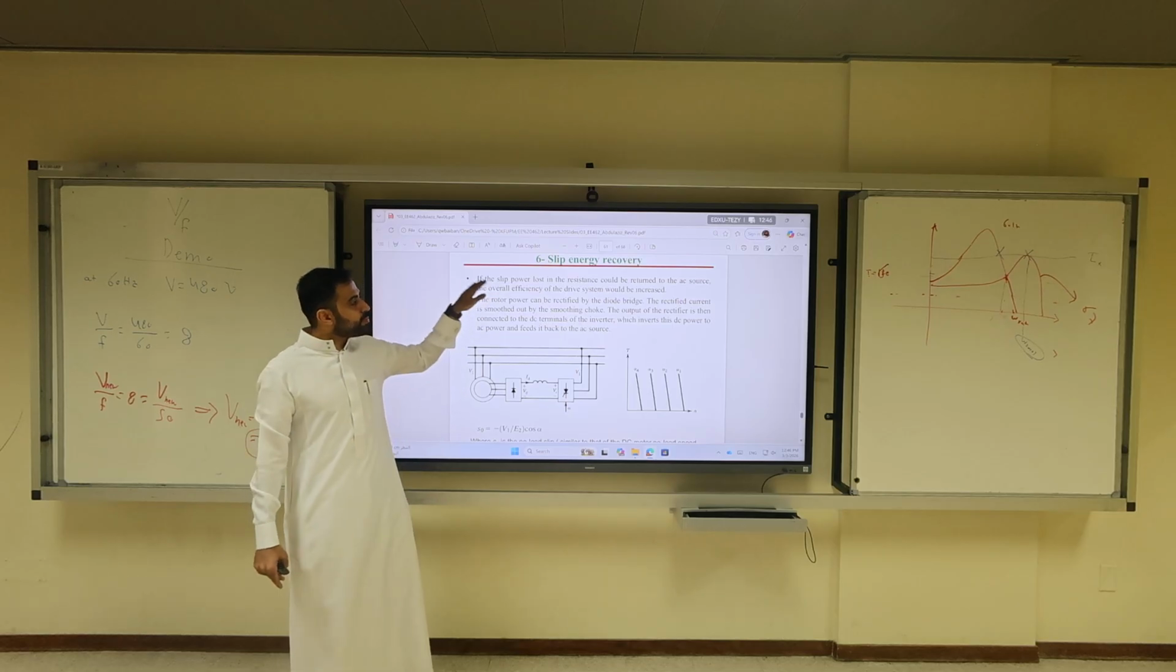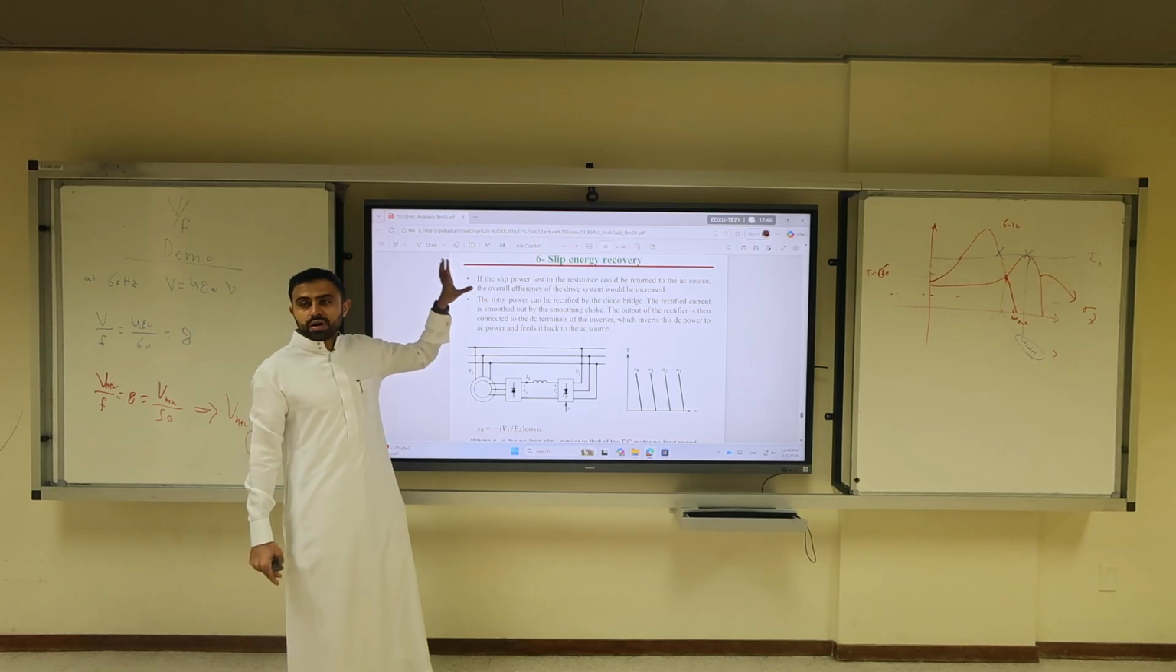So what is the main benefit from slip energy recovery control? Increasing the efficiency. Improve the efficiency. Question for the test. This is one of the MCQs. Guaranteed. Guaranteed, 90% I'll bring it. If I remember, I'll bring it. Okay?